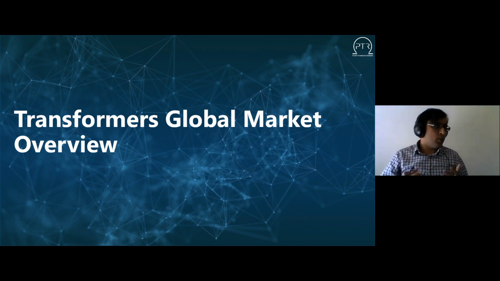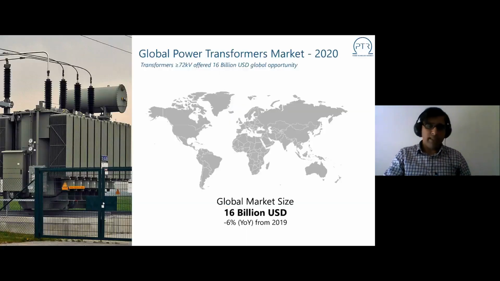The idea is to understand what happened in 2020. Of course, COVID was a big topic. How did it impact the transformers market overall, and then the general T&D market as well? This is where we'll start with a brief overview of the market size, looking into the global market overview, and then moving into the regional segmentation and some of the key markets as well.